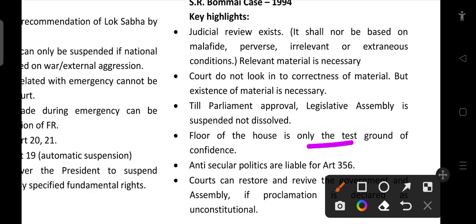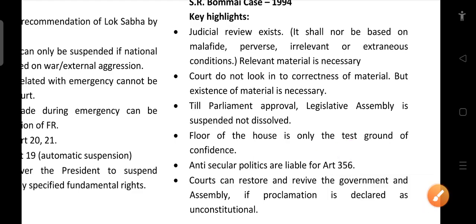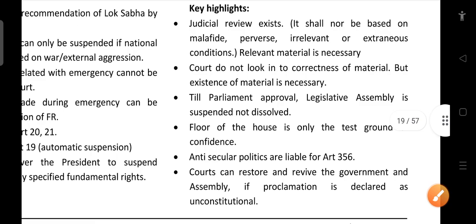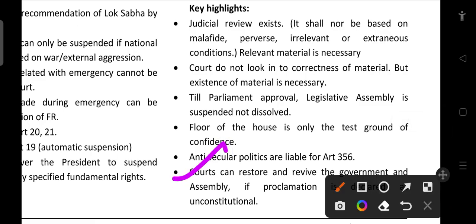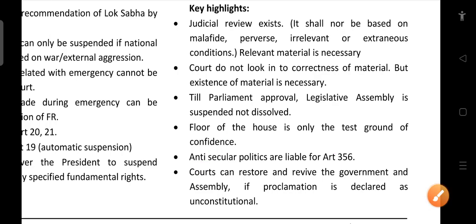Then, anti-secular politics are liable for Article 356. And then, the Court can restore and revive the government and the Assembly if the proclamation is declared unconstitutional. So, this is about anti-secular politics. They are also liable, and then the court can even restore and revive the government.